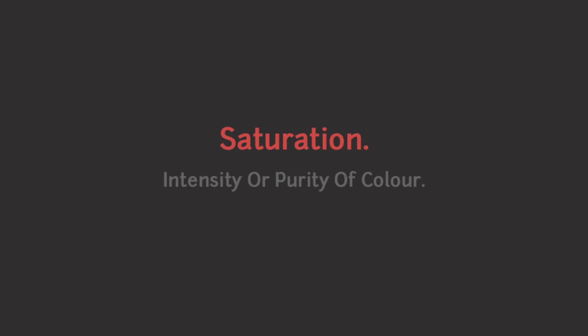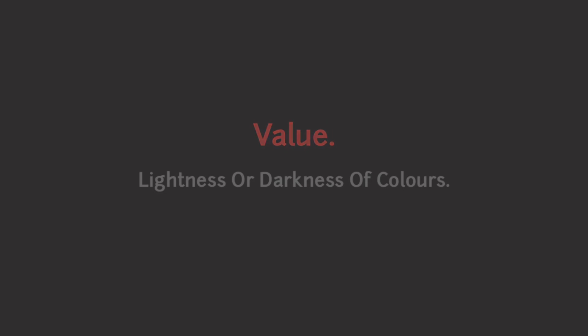The fourth color term is saturation. Saturation refers to the intensity or purity of a color. The fifth color term is value. Value refers to the lightness or the darkness of a color. To sort out and effectively use these colors, color schemes and harmonies are adopted. They give a premise to organizing color.